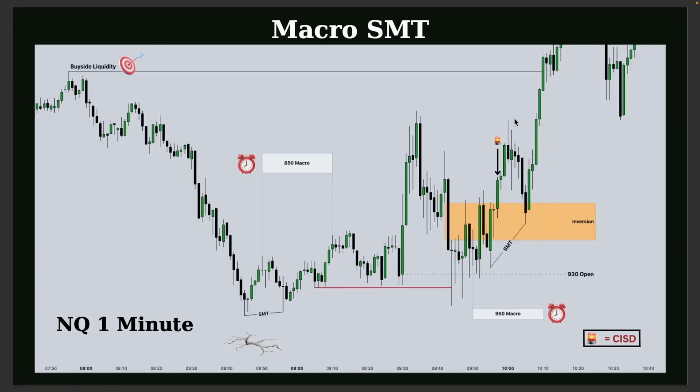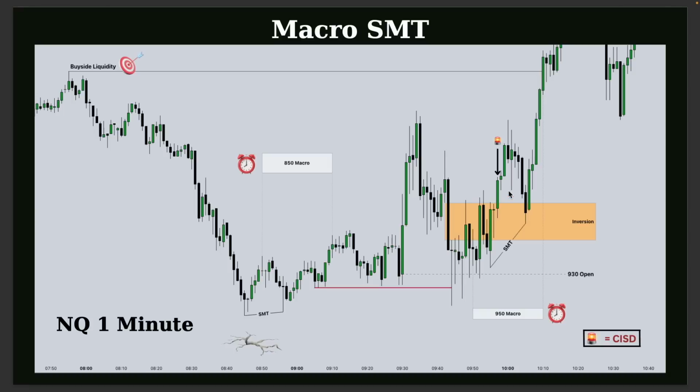And finally, what is this right here? That's your change in the state of delivery, which we discussed in the previous slides. We have this SIBI, right? That was respected as resistance, but then the body closes above it.